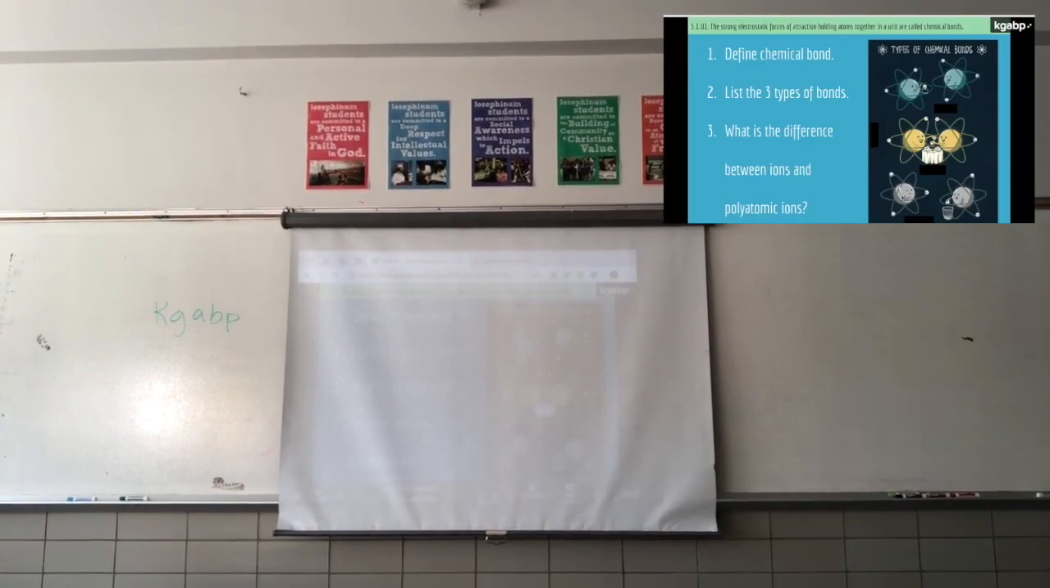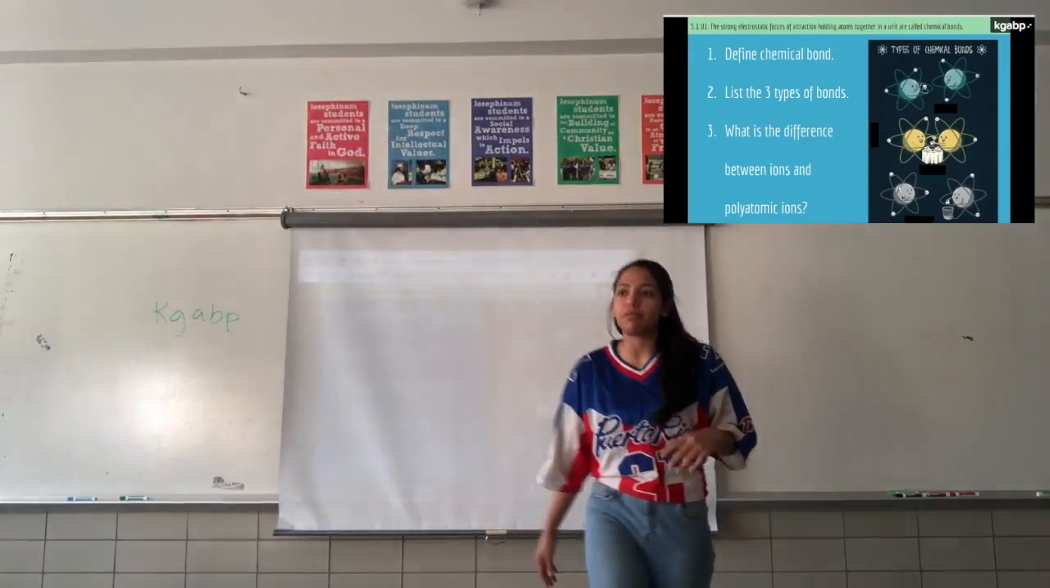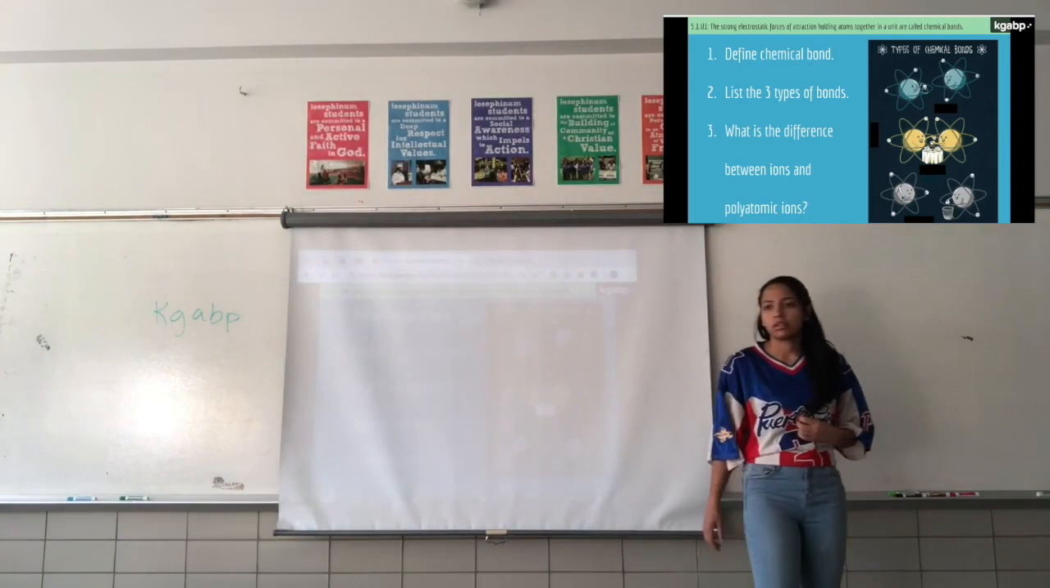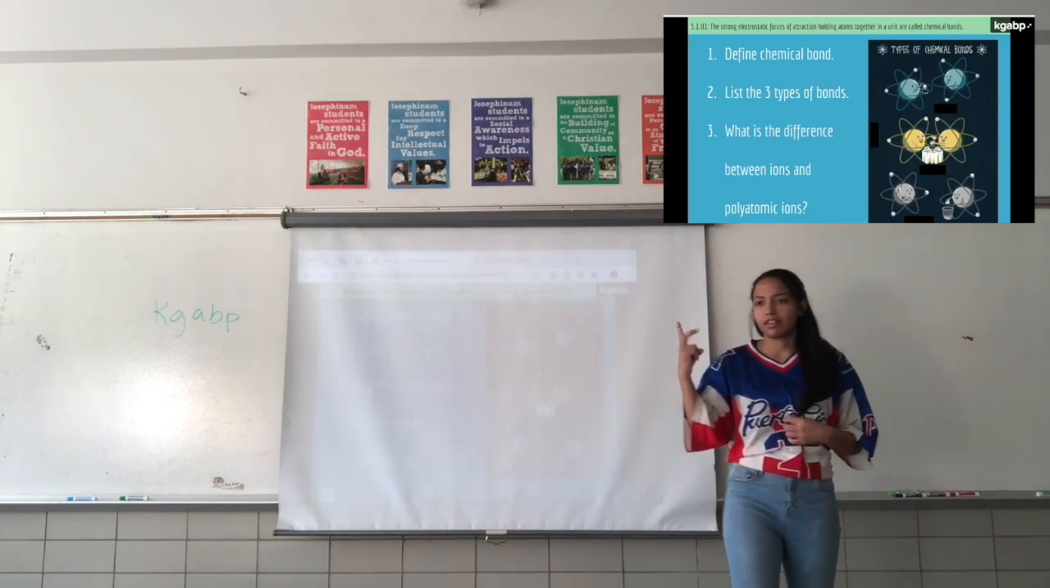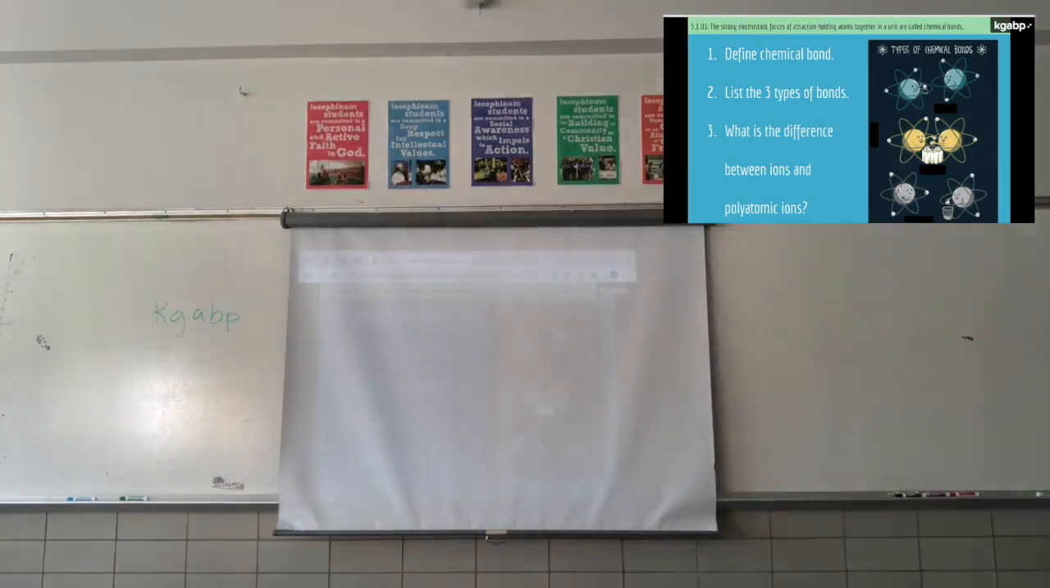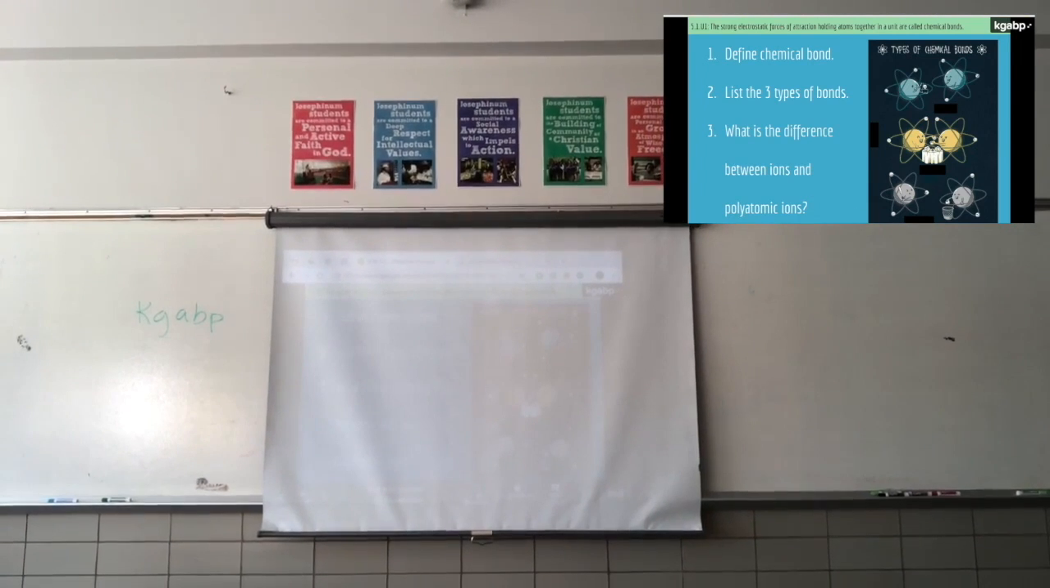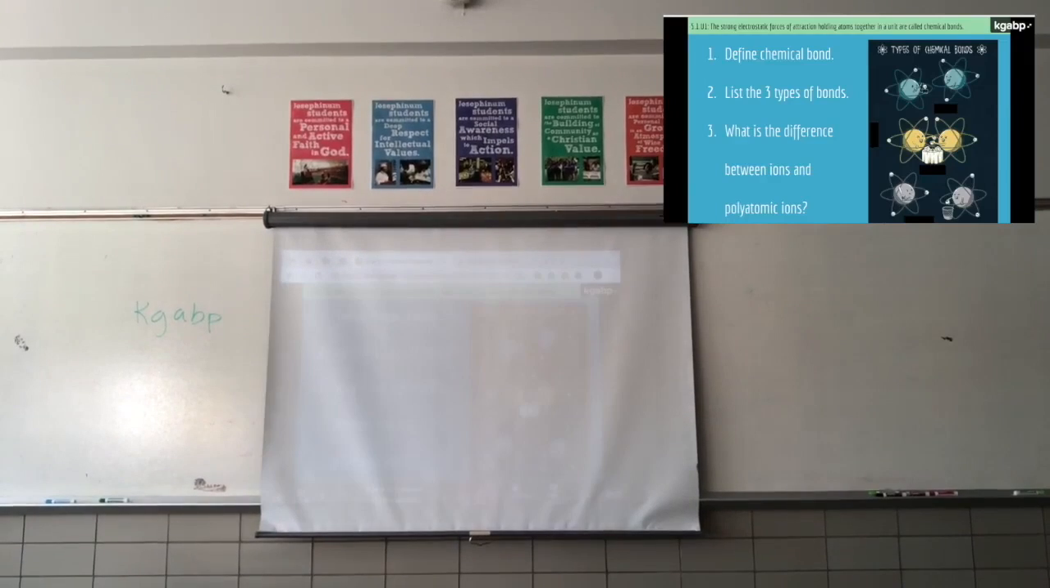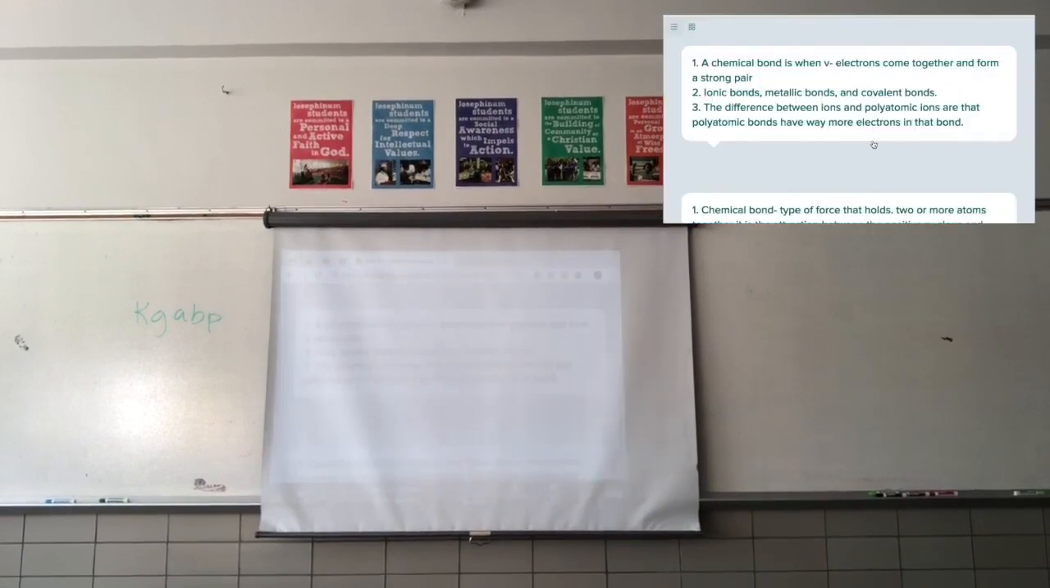All right, the second question was the 3 types of bonds. Can somebody tell me, just raise your hand really quickly, what are the 3 types of bonds? Andrea: Ionic bonds, covalent bonds, and metallic bonds. Good. Ionic, covalent, and metallic. We've been drawing Lewis dot structures for ionic and covalent, so these you should know off the top of your head, okay? You know it by heart. And then the last question. What's the difference between an ion and a polyatomic ion?